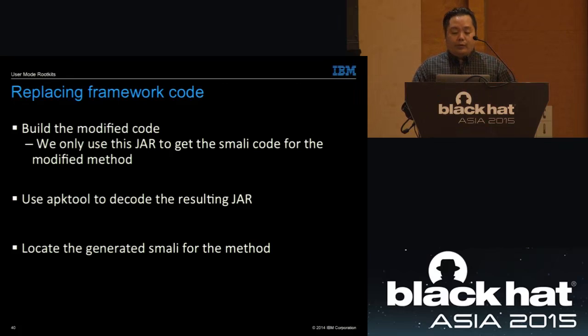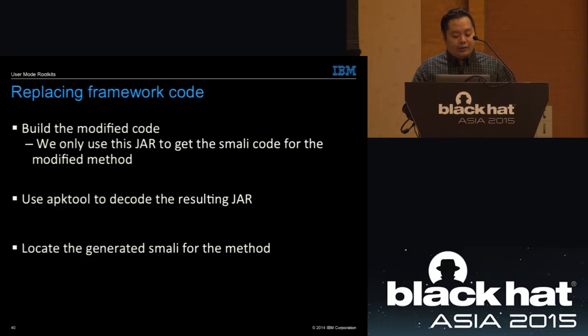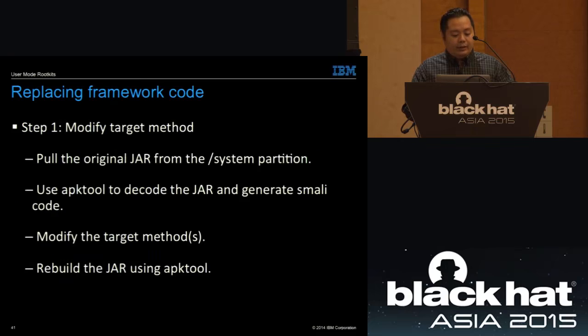You can automate all this, but here's how to do it manually, and you can do this on your device using ADB. But make sure it's a rooted device. So step one is you modify the target method. You take the smali generated earlier and replace the one in the jar file installed on your device.